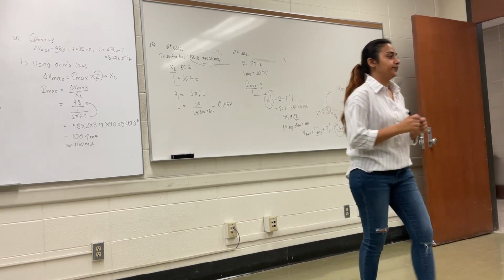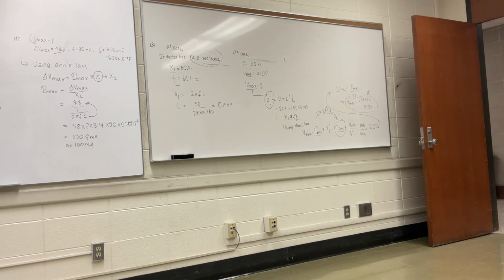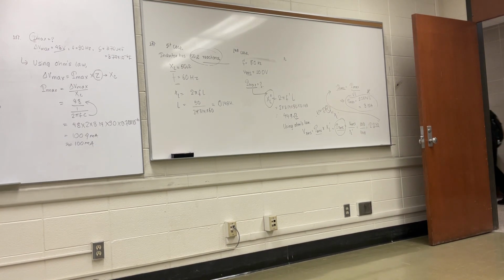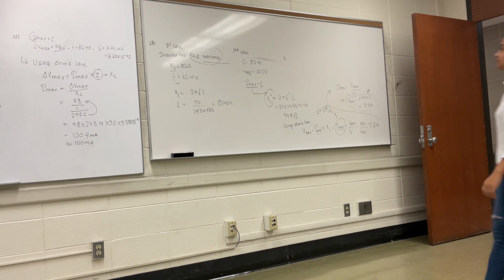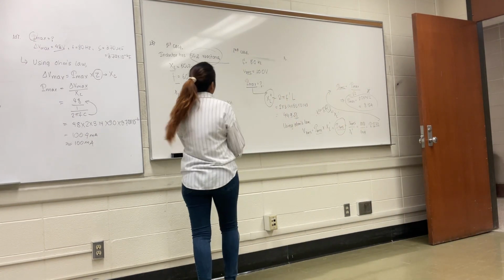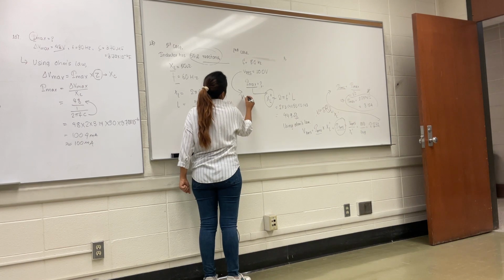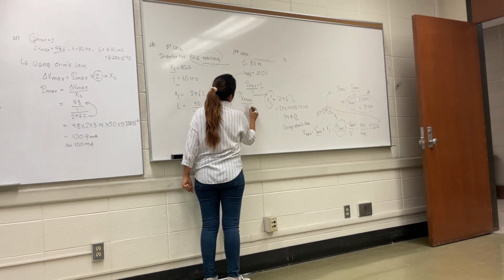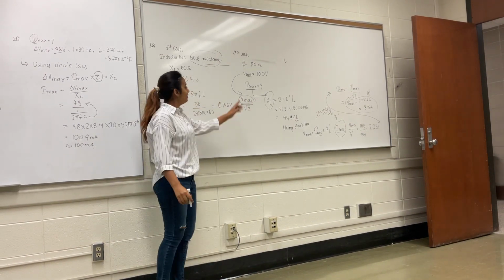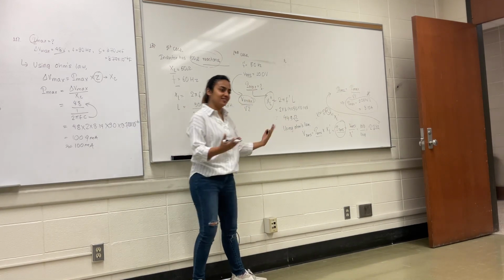Could you, instead of doing that, get the Vmax from the VRMS? Yeah, we can do it that way as well. From here, if you find Vmax upon root under 2, you get this, right? And the same thing you use Ohm's law to find. So it's the same thing.